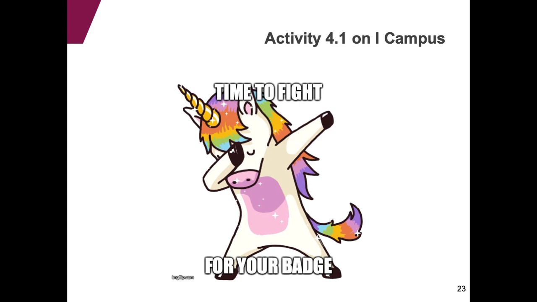So you're ready for activity 4.1 on eCampus, in which you will have to determine whether a segment in a sentence is a clause, a sentence, a main clause, a subordinate, or a relative. So basically practice what we've just been doing.